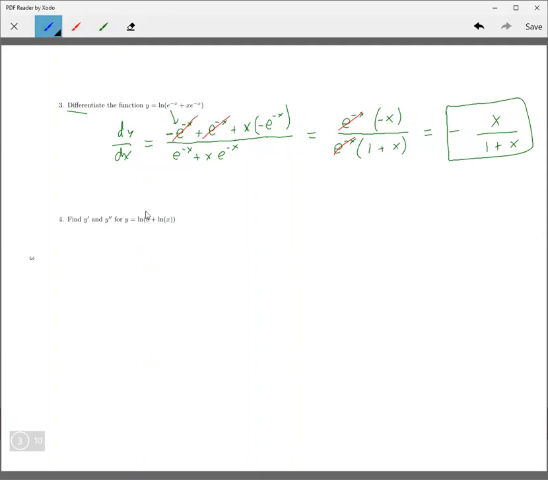Okay, let's look at this one right here. We'll first calculate y prime. So it's just a log of something. So that means the derivative is going to be 1 over that something times the derivative of that something. Okay, so the derivative of 8 is 0, and the derivative of log is 1 over x. So this x I can take to the denominator.